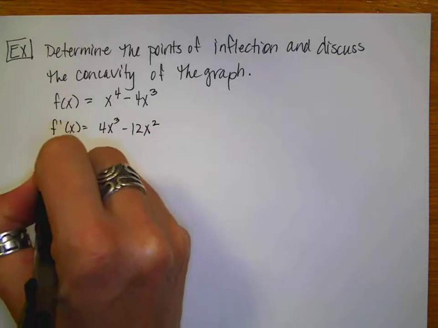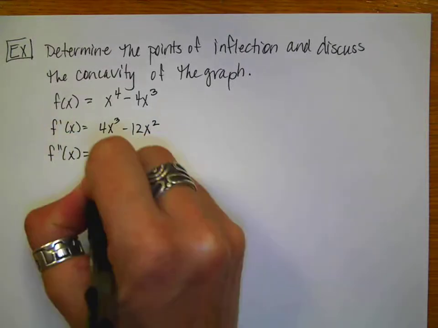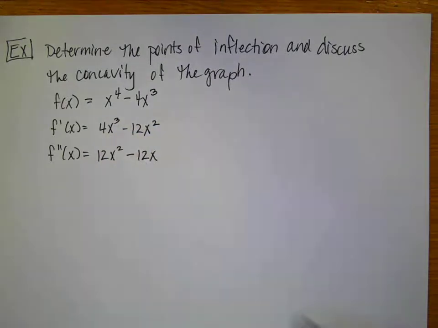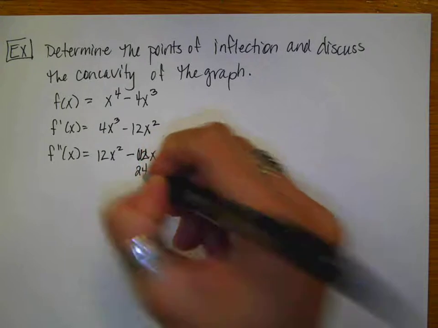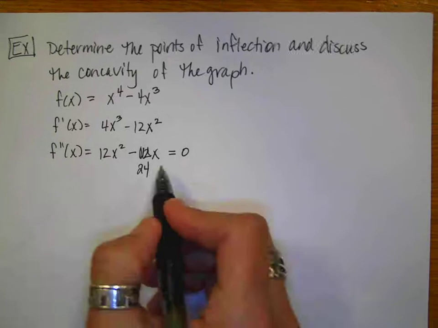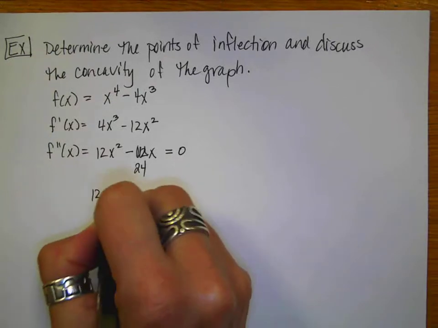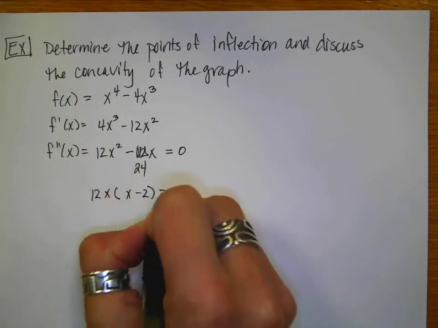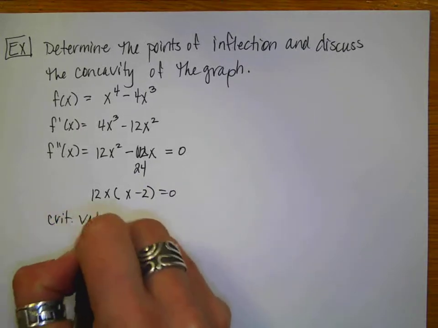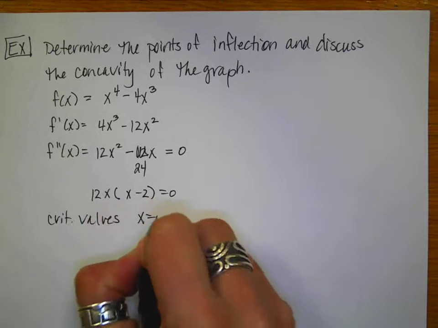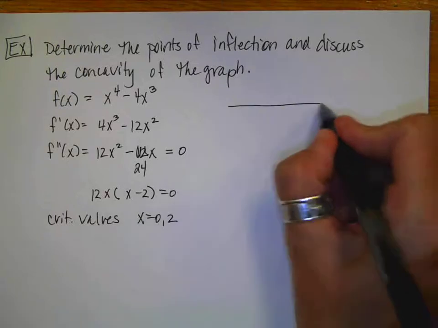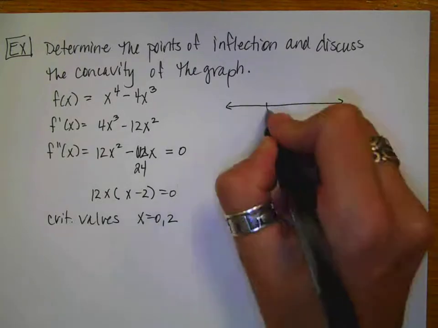My first derivative is going to be 4x cubed minus 12x squared. My second derivative is going to be 12x squared minus 24x. I'm going to set my second derivative equal to 0, and then I'm going to factor. I'm going to factor out a 12x, and I'm going to get x minus 2 is equal to 0. So I know that my critical values are going to be x is equal to 0 and 2.